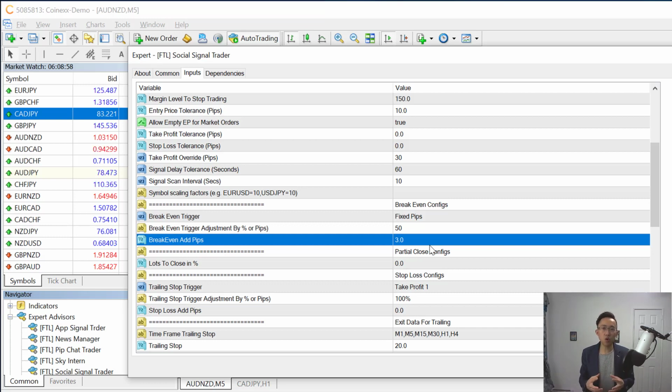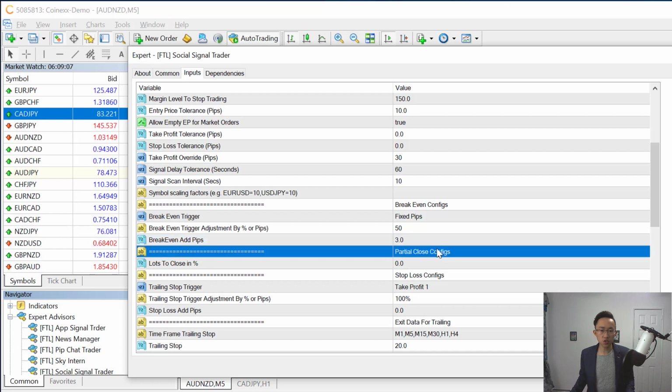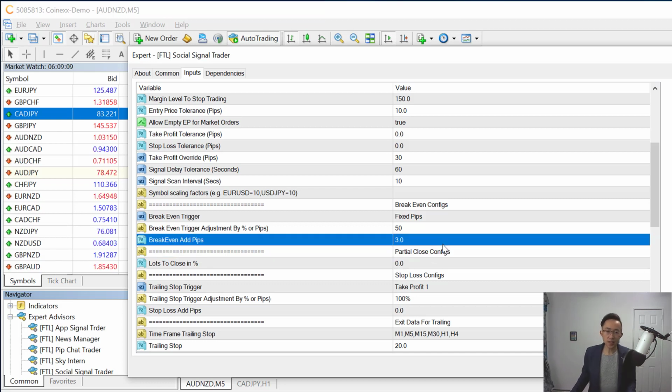And this break even at pips will basically move your stop loss to entry plus 3, because you don't want to move it to exactly the entry price. Otherwise, you're going to lose money on spread. So this is to offset the spread that you pay for, so at least you make a little bit of profit. Usually a broker has low spread, maybe 1 pip, 2 pips. So setting it to 3 pips allows you to at least have some money in the pocket and not lose money to spread when you are breaking even.